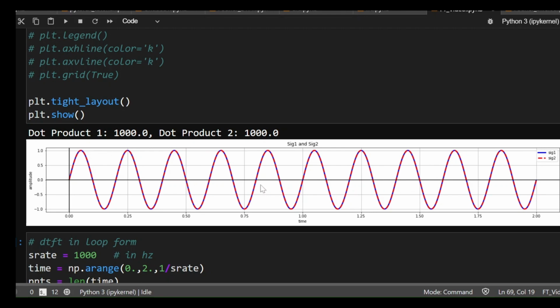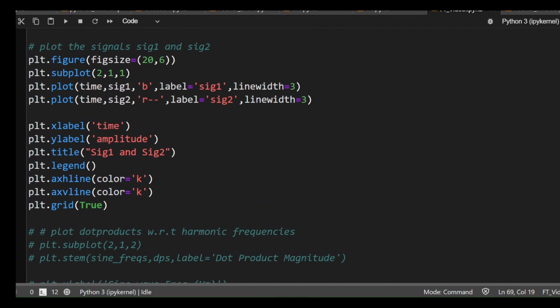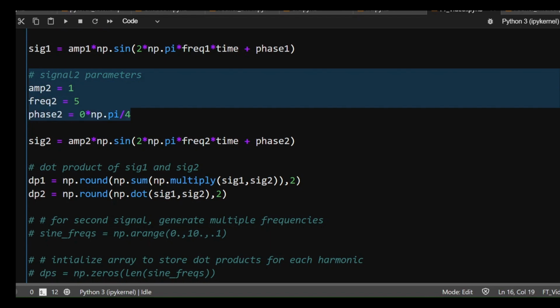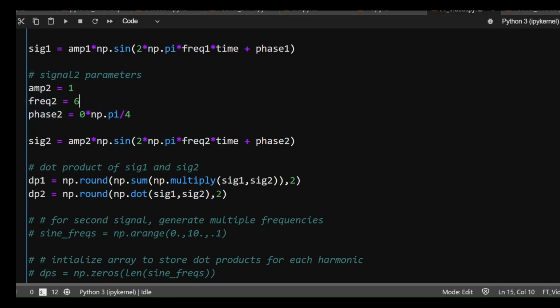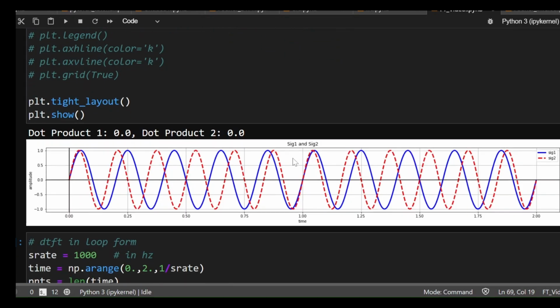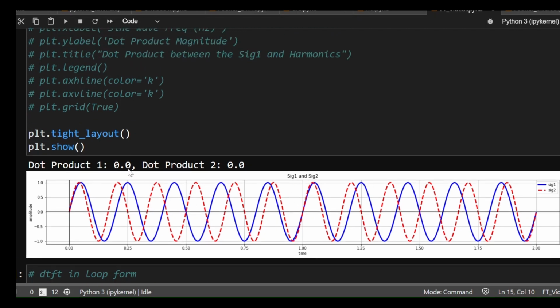Now let's see what happens if we try to change the frequency of signal 2 by some amount. So here we are. These are the other parameters for signal 2, and let's say instead of 5 hertz, let's make it 6 hertz, and see what happens to the dot product. So clearly here we see that signal 2, which is the red one, has more frequency. So 1, 2, 3, 4, 5, 6. Within a 1 second time interval, there are 6 cycles of this. So 6 hertz is confirmed. And the blue signal, which is signal 1, has 5 cycles, 1, 2, 3, 4, and 5, in the 1 second interval. So it's at 5 hertz. But the most surprising part is that the dot product has become 0. From 1000, it has become 0.